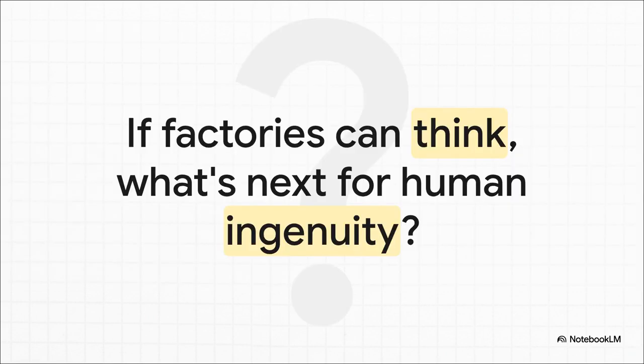And that really brings us to the final big idea here. As CAM and AI make our factories smarter and more self-sufficient, it doesn't replace us. It frees us up. It frees up human ingenuity to tackle bigger problems, to dream up the next world-changing idea. So I'll leave you with this question. When the factories can start to think for themselves, what amazing things are we going to think of next?